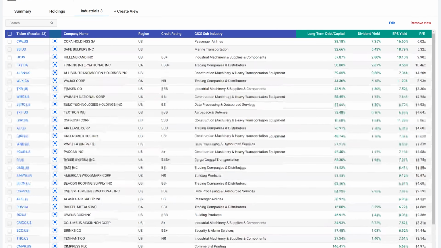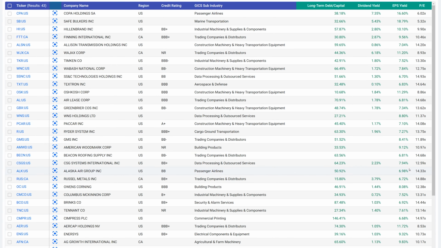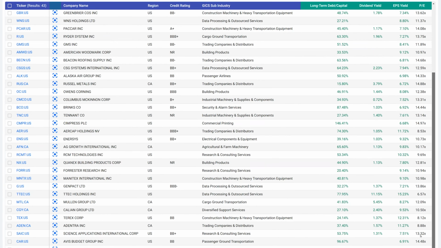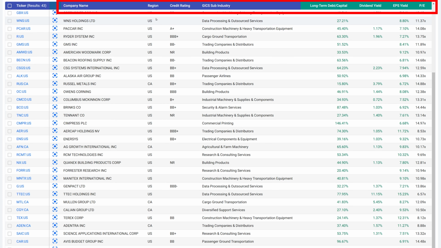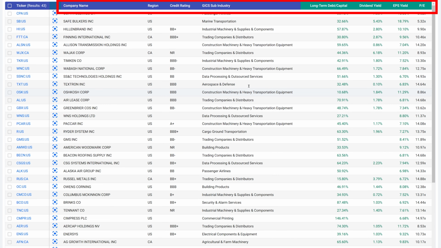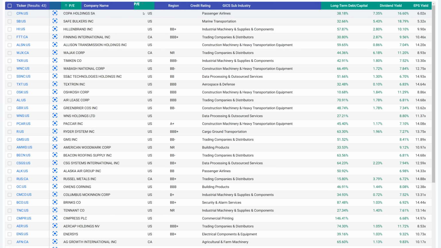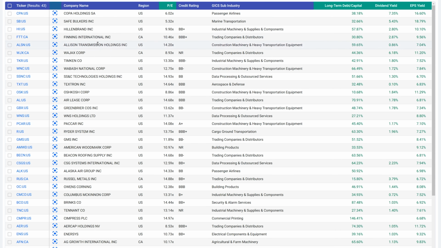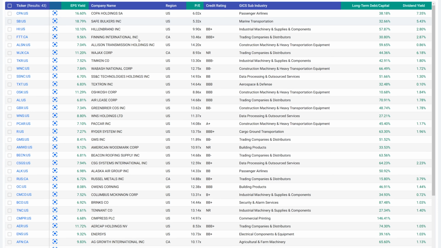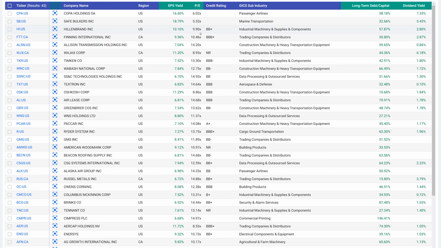Okay, so now I have all these items that I created in the portfolio, and I'm going to scroll down here to the bottom. So I've got the company name, of course, in there. I've got the credit ratings, the sub-industry within the industrial, so I get a little more clarity, the debt to capital, the dividend yield, the earnings yield, and the PE. Now I'm going to bring the PE over here so I can see it more clearly. I'm going to bring the earnings yield over here so I can see it more clearly. All right, so I've got them here.